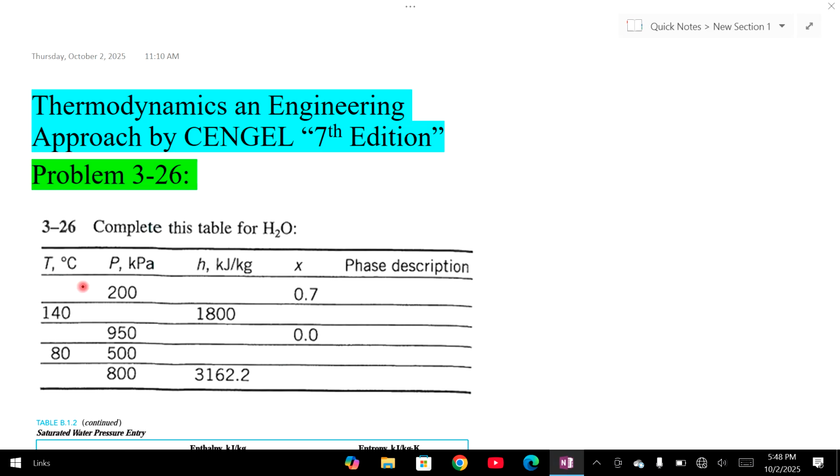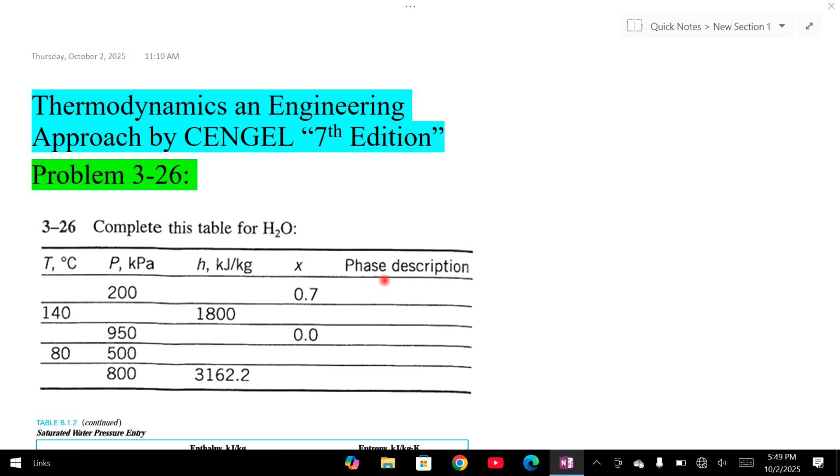In the first column of the table, temperature is given in degrees centigrade in some blanks, and in some blanks it is required. Similarly, pressure is in the second column, enthalpy in the third column, dryness fraction in the fourth column, and phase description in the fifth column. We will have to complete the table for water, and we will use the steam table for this.